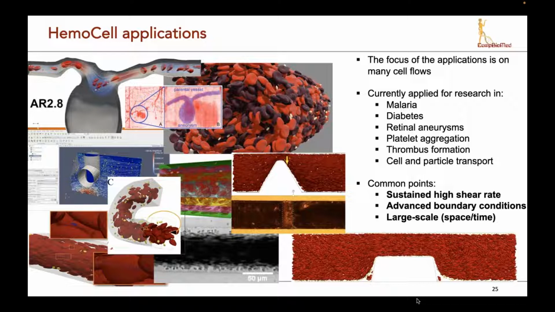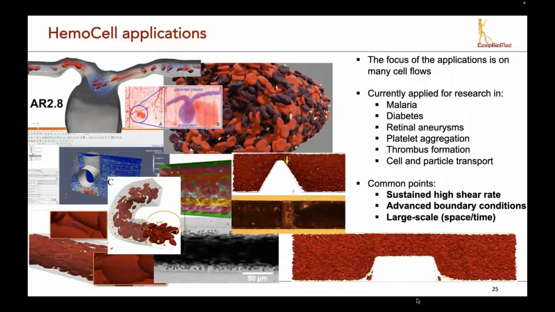First off, HemoCell is applied to various vascular diseases. The main focus currently is malaria, diabetic diseases linked to various retinal problems like diabetic retinopathy, then all kinds of thrombus formation diseases that can happen in both arterial and venous circulation. And finally, we have a focus on cell and particle transport at the moment, but we are moving towards adding more and more chemical and biological processes in order to model even more complicated biomedical processes.